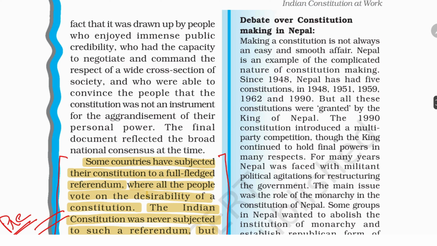Debate over constitution making in Nepal. Making a constitution is not always an easy and smooth affair. Nepal is an example of the complicated nature of constitution making. Since 1948, Nepal has had 5 constitutions: in 1948, 1951, 1959, 1962, and 1990. But all these constitutions were granted by the King of Nepal. The 1990 constitution introduced multi-party competition, though the king continued to hold final powers in many respects.